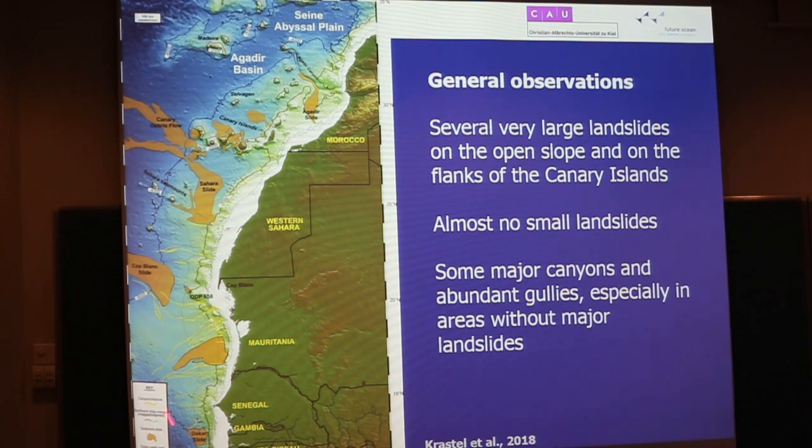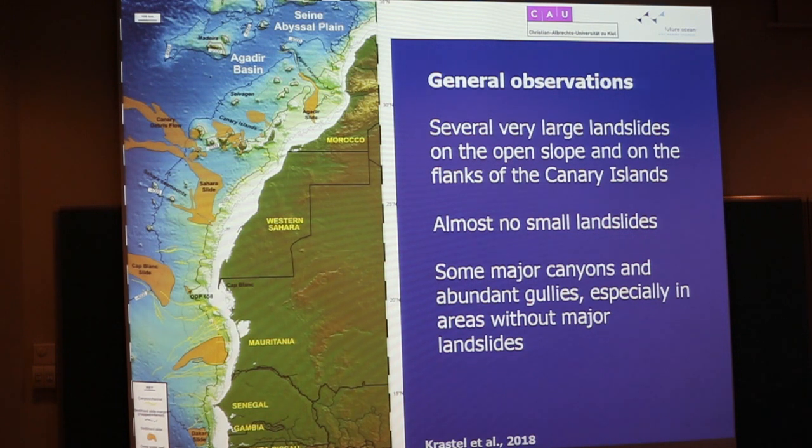We don't have a complete map, not complete coverage of this entire area, but we have quite a few ship tracks, and we found these very large landslides and transits in between, and also in other areas. We don't have any limitations for smaller landslides. It means that if we have a landslide off Northwest Africa, usually it's also a pretty large landslide. And then we have some major canyons and gullies, these yellow lines here, especially in areas without major landslides.